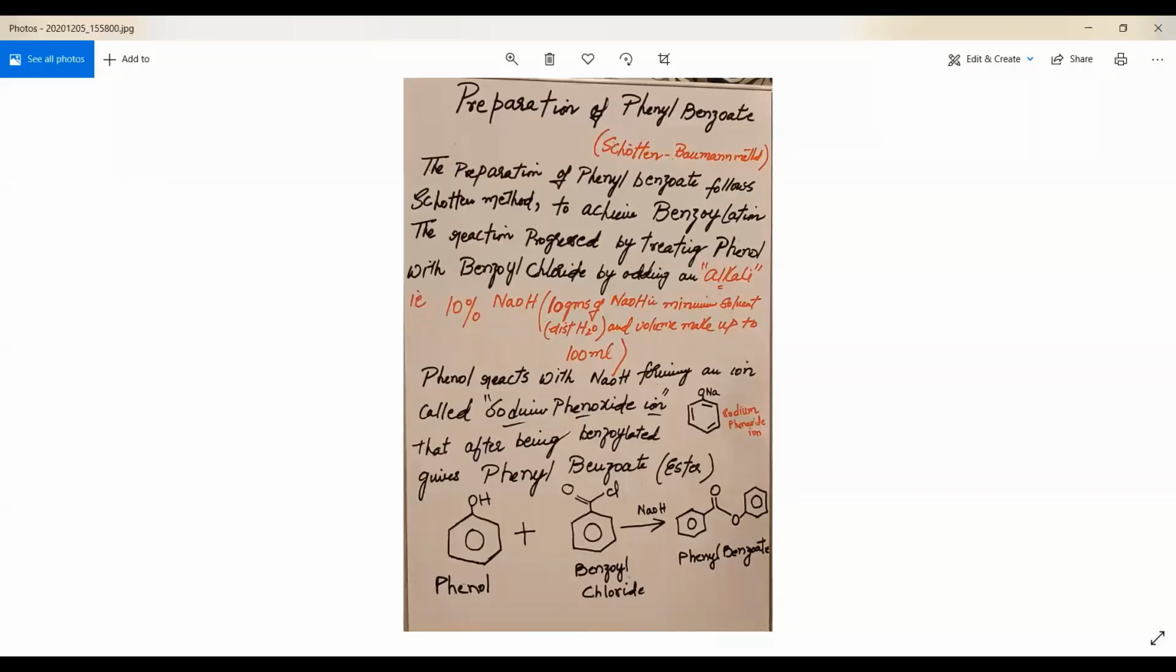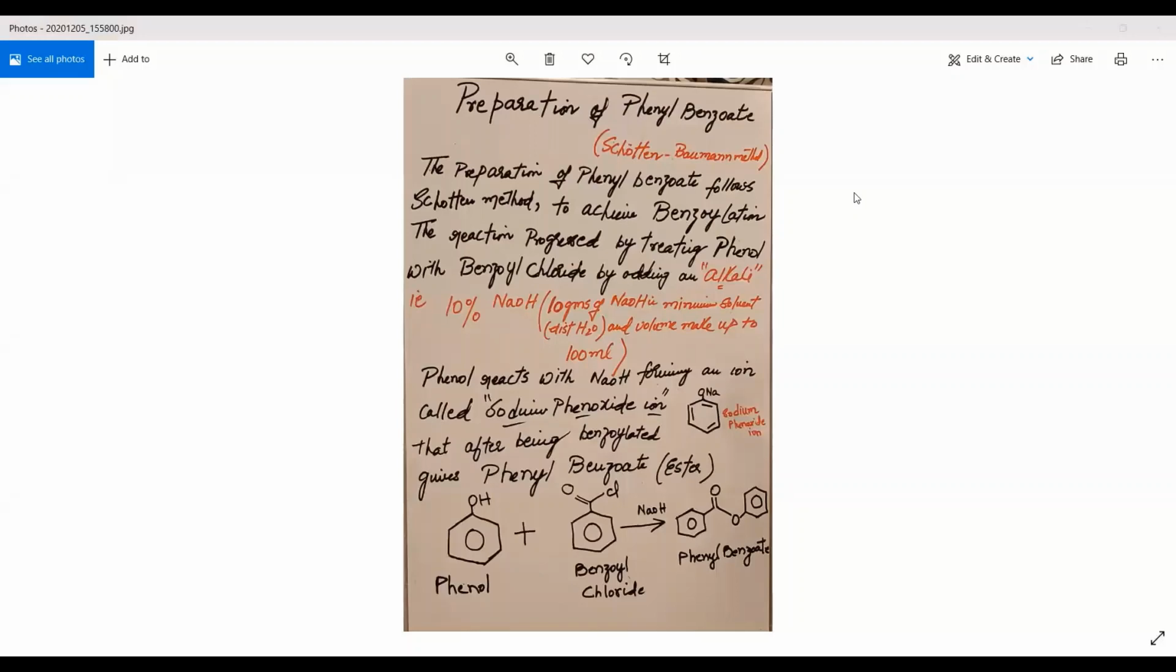So, can you see this experiment? This screen share, can you see this screen share? Yes, ma'am. Okay, fine. I'm admitting the students.